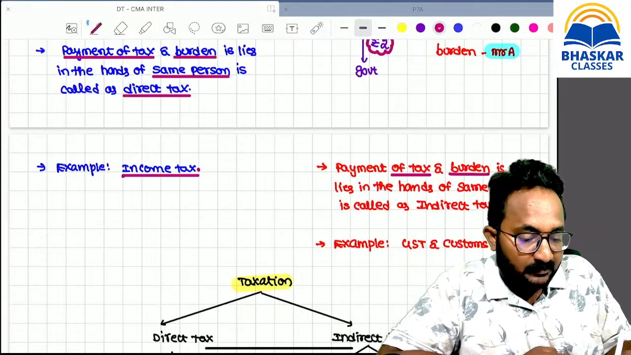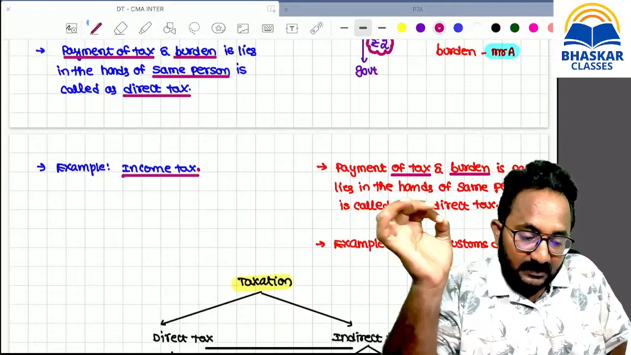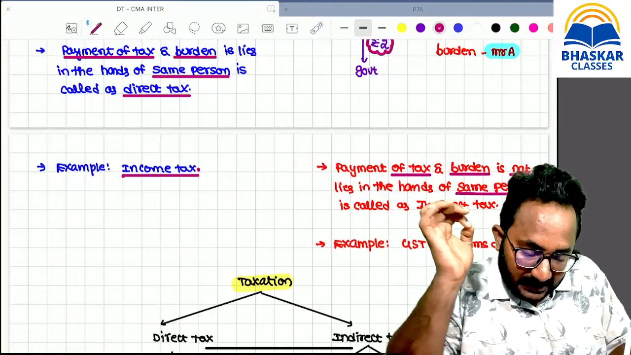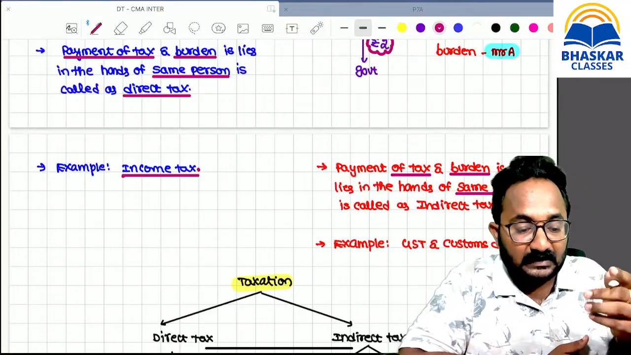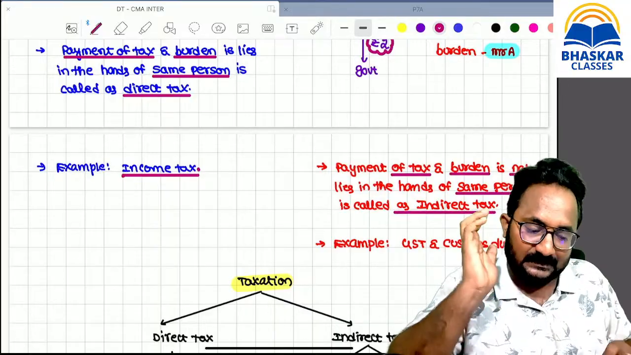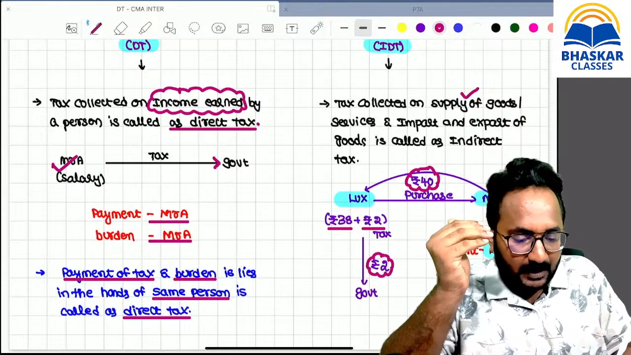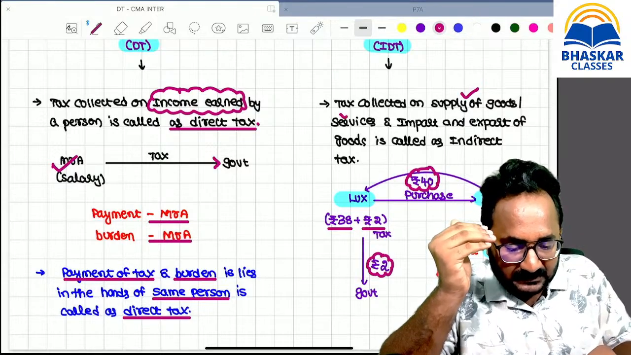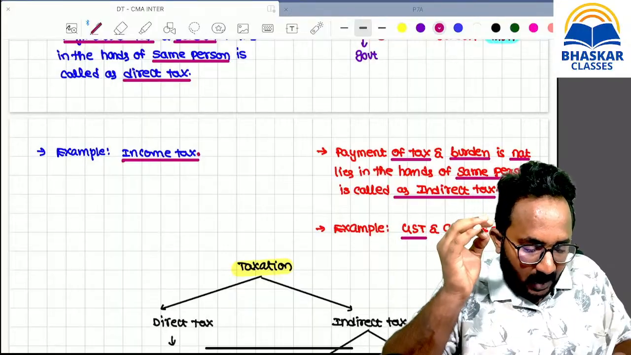So the payment and burden do not lie in the hands of the same person. Previously, both things lay in the hands of the same person, so that is a direct tax. If the two things do not lie in the hands of the same person, that is called indirect tax. Simply we can say tax collected on supply of goods or services is nothing but GST.